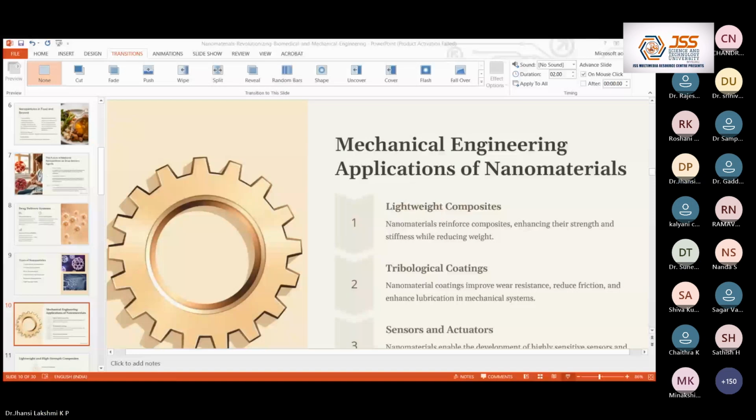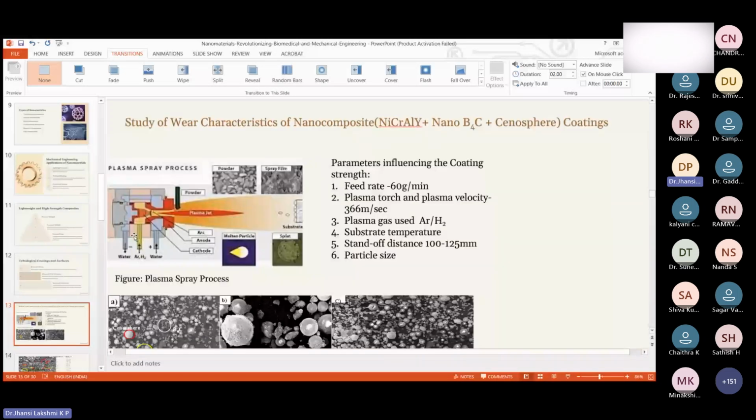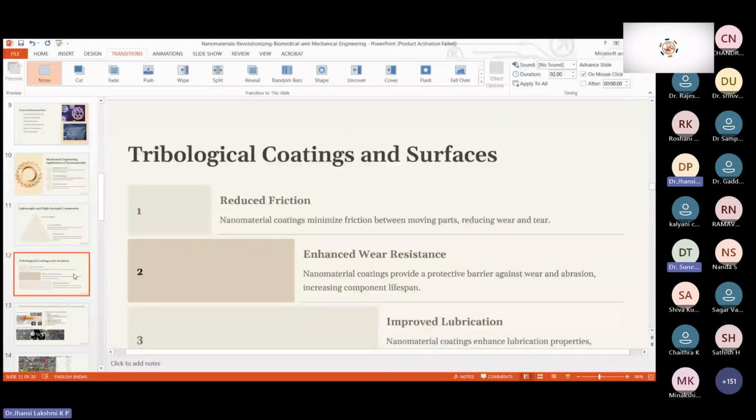Tribological coating, to get high quality material properties. The alloying system itself is not enough to get the higher surface properties. So to improve the surface properties, we are providing the tribological coatings here.